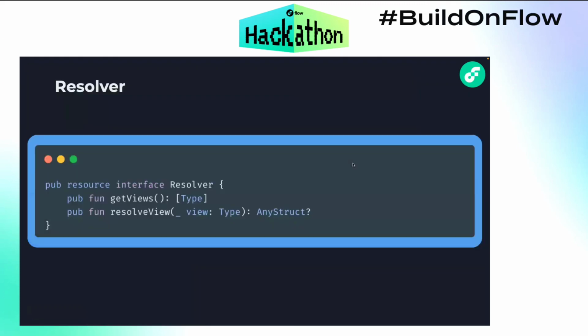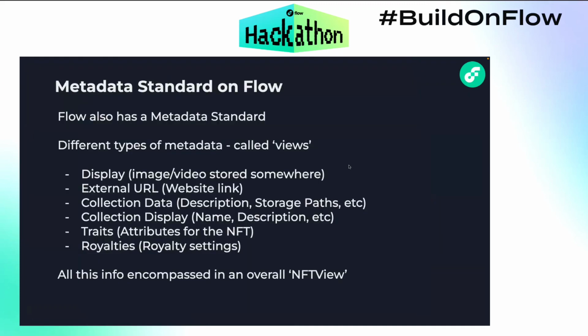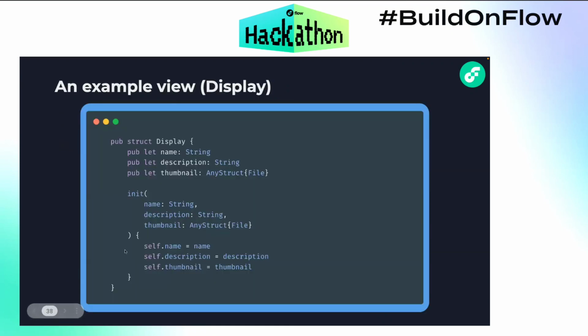And you can mix and match. You can have multiple views per NFT. You can have any sort of permutation combination of these different views. Typically, the most common ones you'd like to use are display, collection data, collection display, probably, where you can define name, description, and stuff for the overall collection and for the individual NFTs. But then occasionally you might also need traits, external URLs, royalties, depending on what you're building.